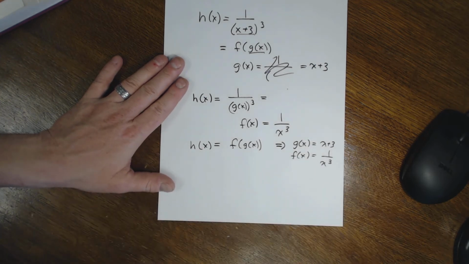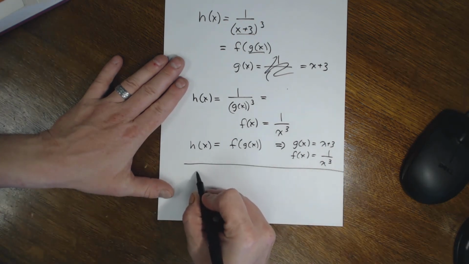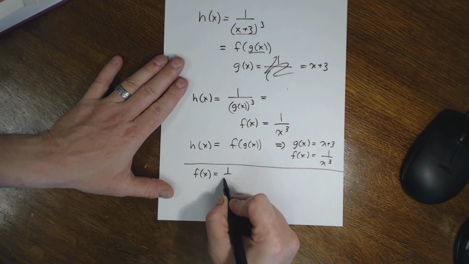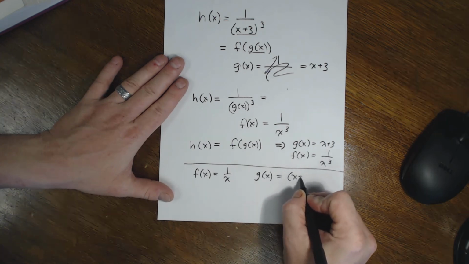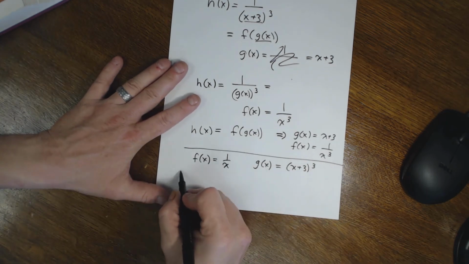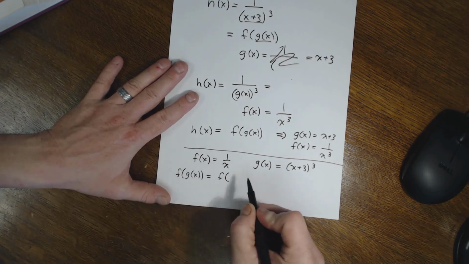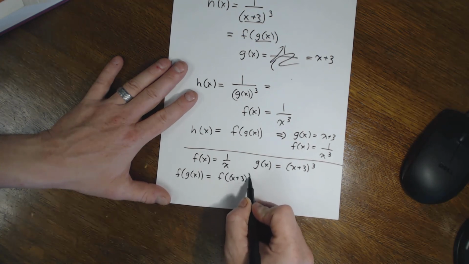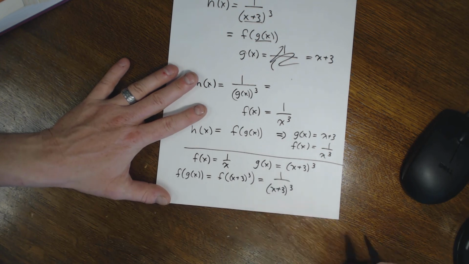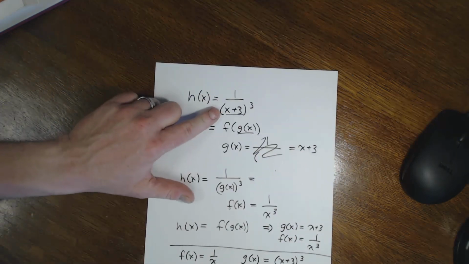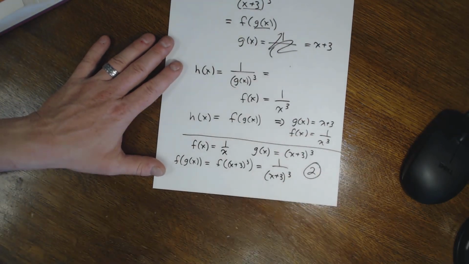Now, there are a couple different ways of doing this. I could have, for example, said that f of x is equal to 1 over x, and g of x is equal to (x plus 3) to the 3rd. When I do the function composition of these two functions, I'm going to get f of (x plus 3) to the 3rd, and that's going to be 1 over (x plus 3) to the 3rd. Now I'm going to end up with the same as my original. So there's two answers here that we can have for this example.